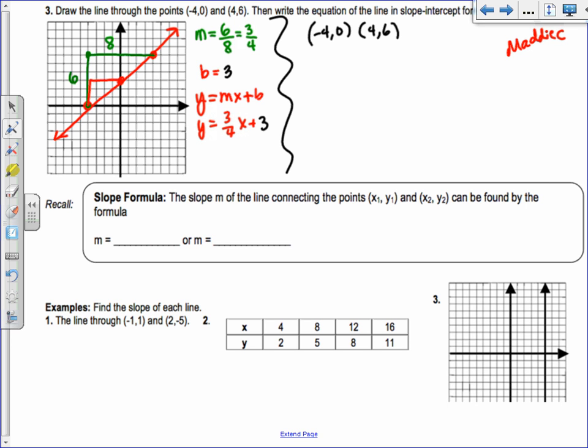Okay. So if I don't have the graph and I'm just given 2 points like that, you always need to know what m is. That's your first step, always. So we can find m because we know the slope equation. So it's y2 minus y1 over x2 minus x1. So it's 6 minus 0 over 4 minus -4. So 6 over 8, which is 3/4. Okay, so we get the slope the same way.